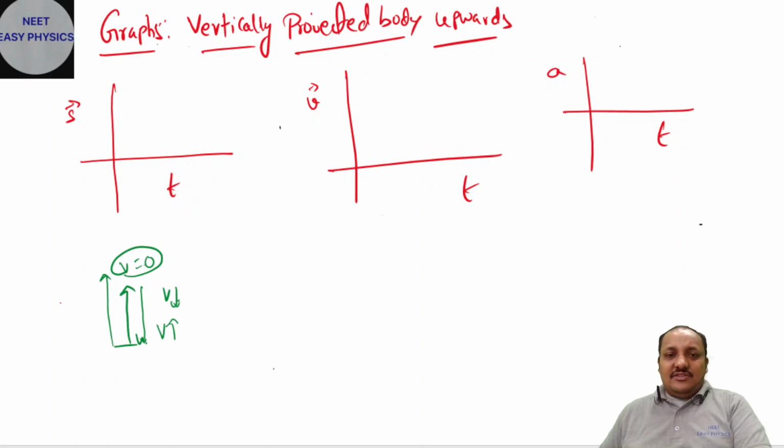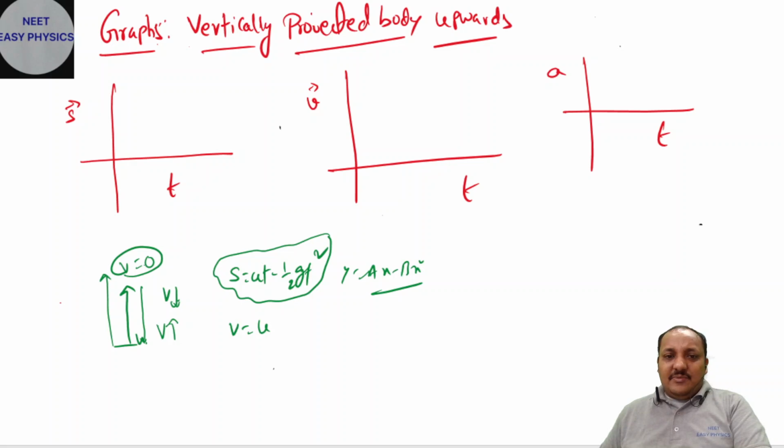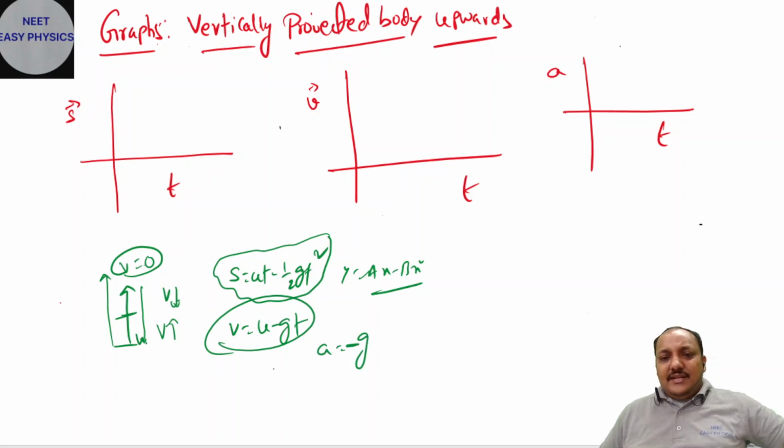What are the equations of motion for this? S is equal to ut minus half gt square. What this equation represents, we said y is equal to ax minus bx squared, like a curve or parabola type. V is equal to u minus gt, in case of a vertically projected body, where g is the acceleration due to gravity. In case of a vertically projected body, a is equal to minus g, and it is going to be constant. Acceleration is constant. Only for a uniformly accelerated body are all these equations applicable. Therefore, how is the graph going to come?